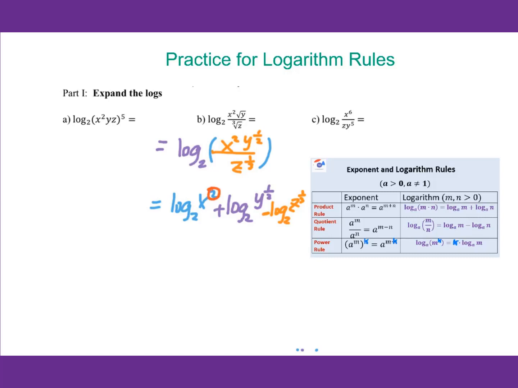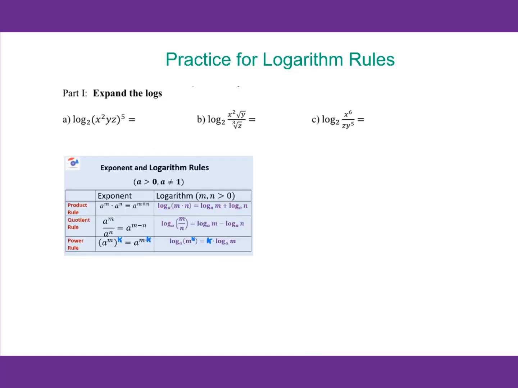Last step, drop down the exponents. So we got 2 log base 2 of x plus 1/2 log base 2 of y plus 1/3 log base 2 of z. Now let's go to C.